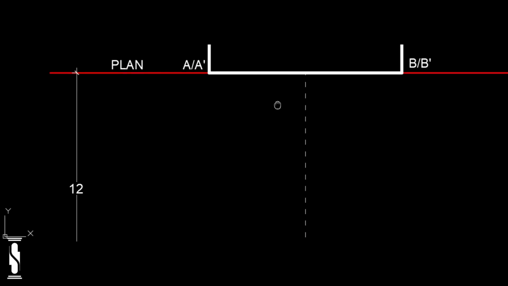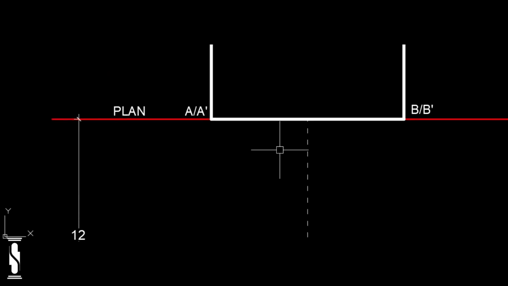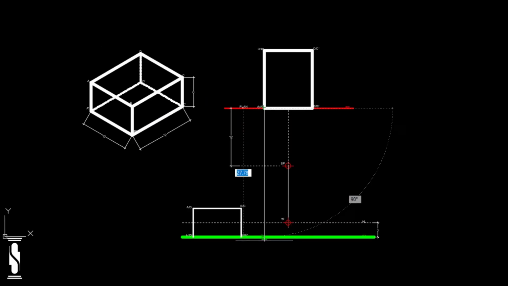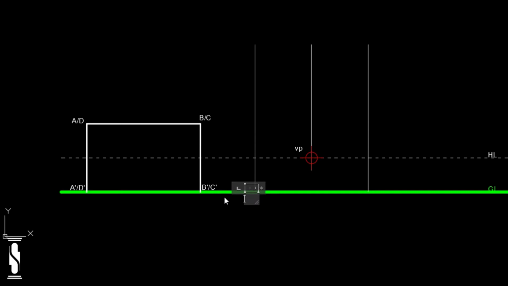Points AA' and BB' are touching the picture plane, so we can drop them directly to the ground line. Drop a projection line from point AA' and another projection line from BB' on the ground line. Wherever these projection lines meet the ground line, name those points A' and B' respectively, as these points are resting on the ground.